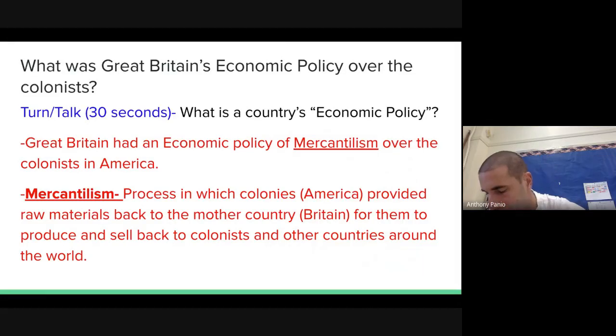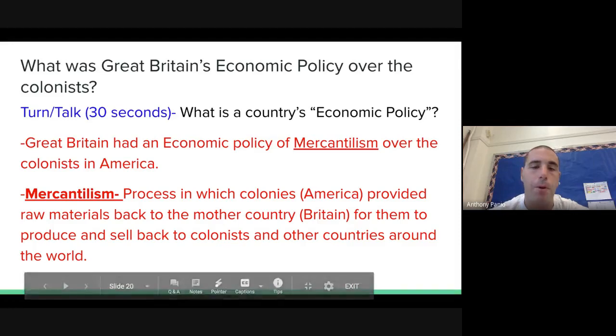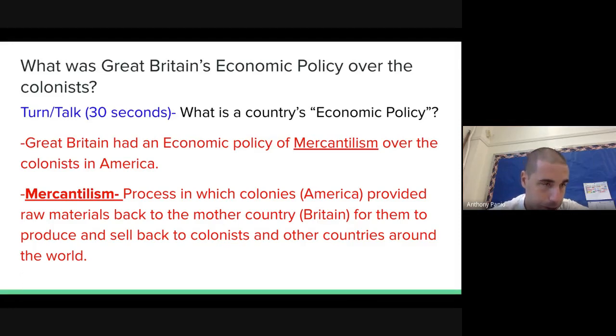Okay? So they decide the best way for their country to make money is to make money from the colonies as well as money from their homeland. So Great Britain had this economic policy of mercantilism over the colonists in America. So I'm going to read the definition. You're probably not going to understand it, but we need to just get a general sense of what it is.